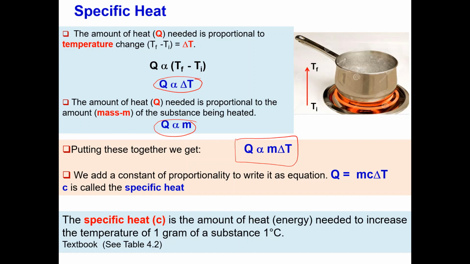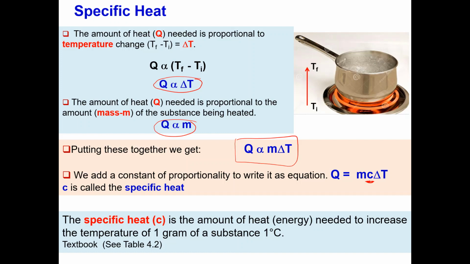Now, if we want to write this proportionality as an equation, then we need to add a constant of proportionality. The constant of proportionality we add in this case is this C. Usually we use K, but this is just the name of the constant of proportionality, the small c. And this is called the specific heat. Then what is the definition of the specific heat?